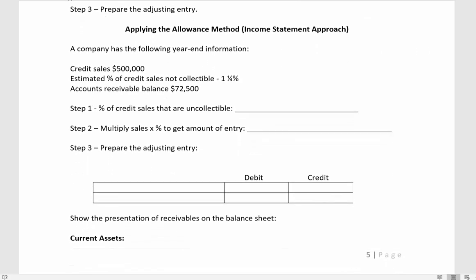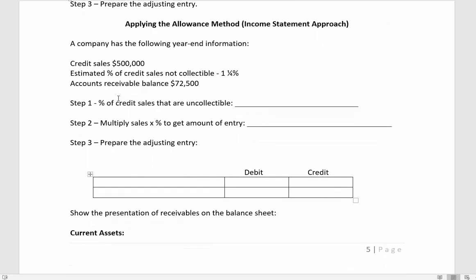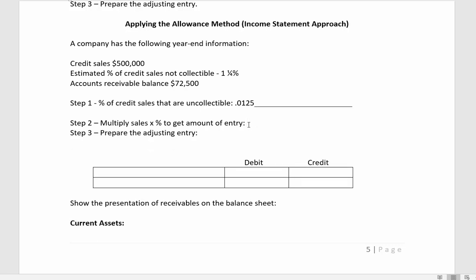Okay? All right, so let's see how this works. Remember, we're going to have the same adjusting entry we had before. All right, so we have credit sales of $500,000. Estimated percentage of credit sales uncollectible, 1.25%. The accounts receivable balance is $72,500. Okay, so find the percentage of credit sales that are uncollectible. Well, it's 0.0125, right? 1.25%. We're going to multiply that by our sales to get the amount of the entry.